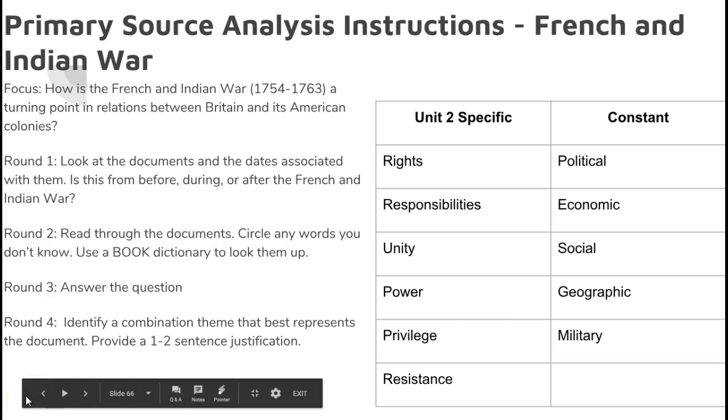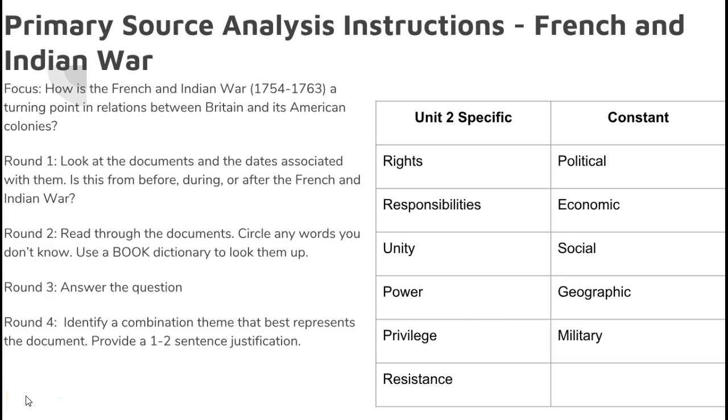If you have any questions, please let me know. Whatever you don't finish with the DBQ turns into homework for tonight and is expected to be completed by tomorrow, which would be Wednesday. Thank you.